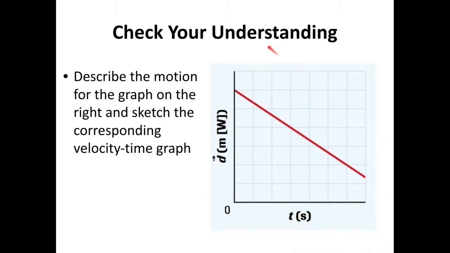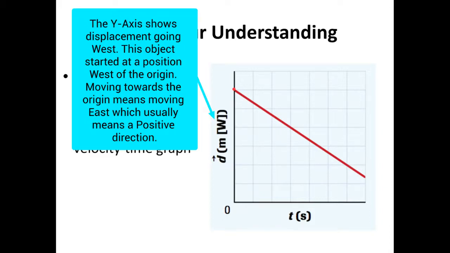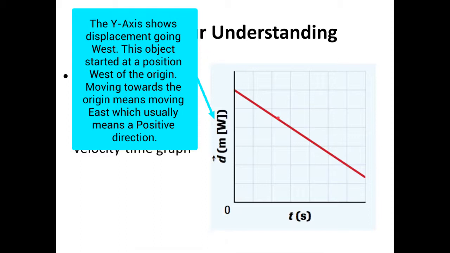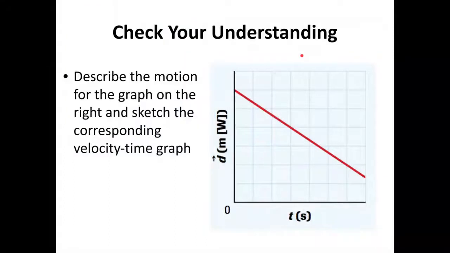This graph shows an object with a displacement west of the origin. As time goes on, the object is moving closer to the origin, so the westward position is decreasing. The slope is negative. It's moving towards the origin, which is east. We usually consider east to be positive.